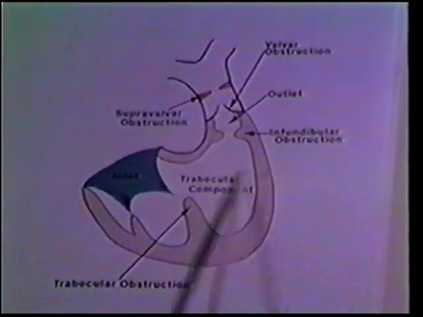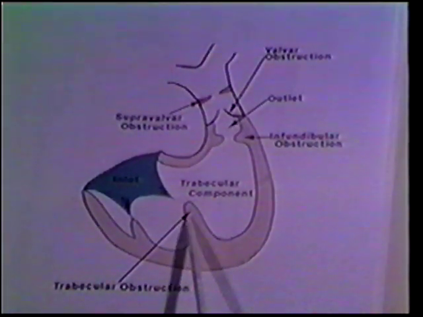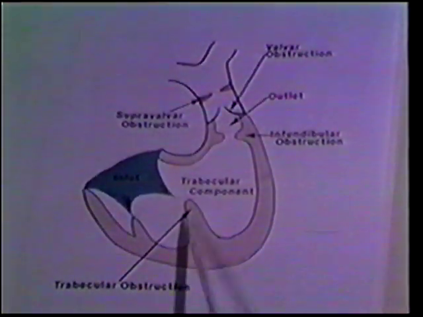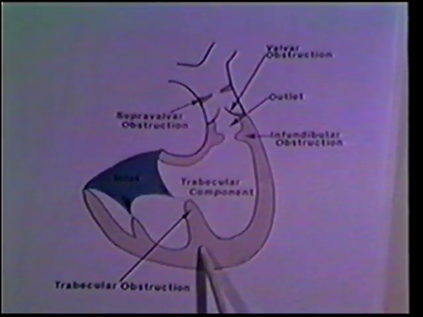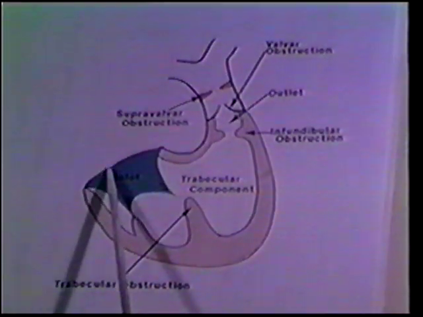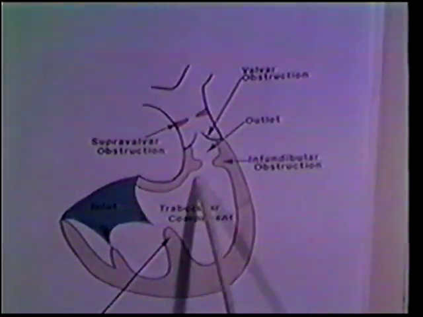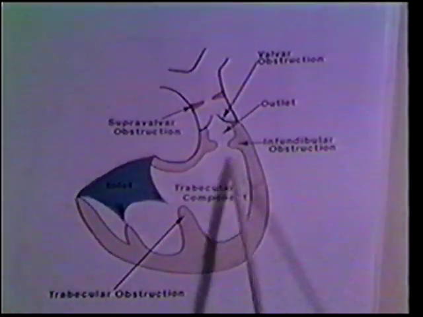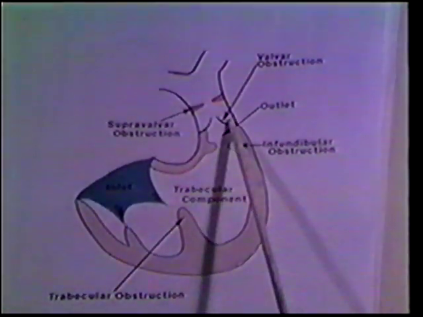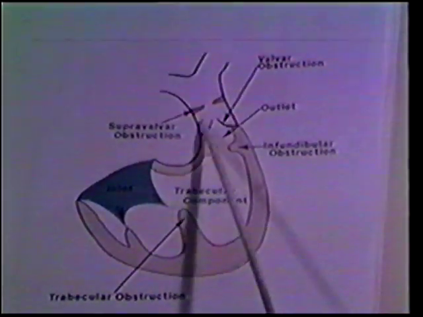Within the ventricular portion itself, there can be a trabecular obstruction or shelf-like structure at the apex or towards the apical portion of the ventricle that can restrict flow from inlet to outlet. There can be further obstruction at infundibular level. There can be obstruction at the valvar level. The valves can be malformed very frequently.